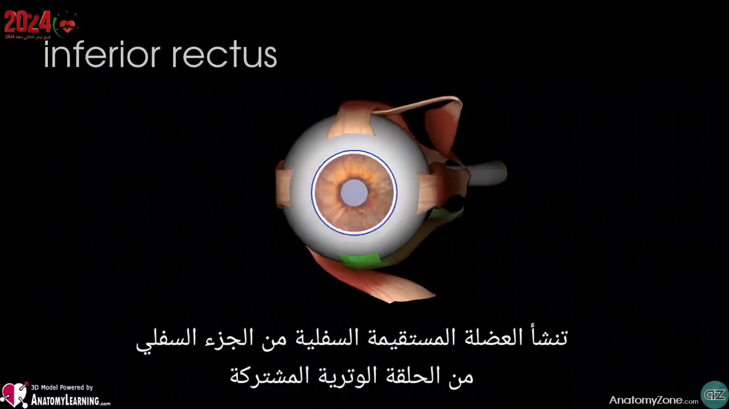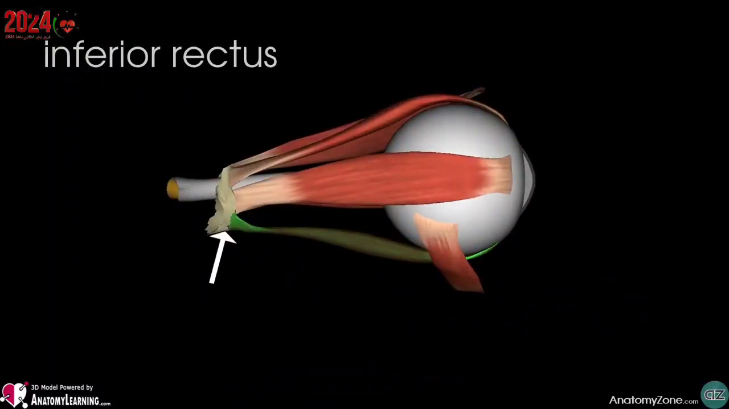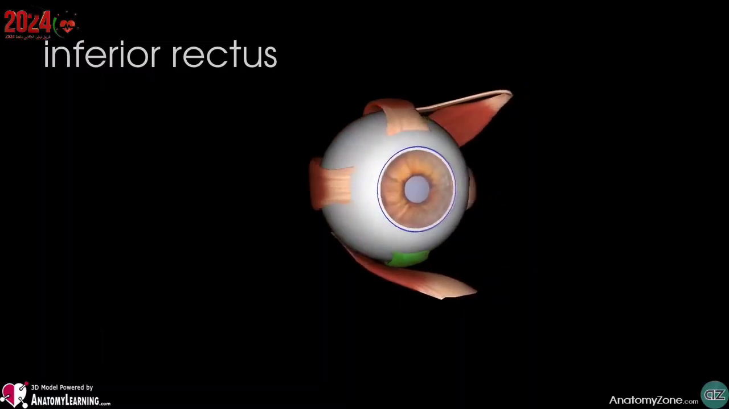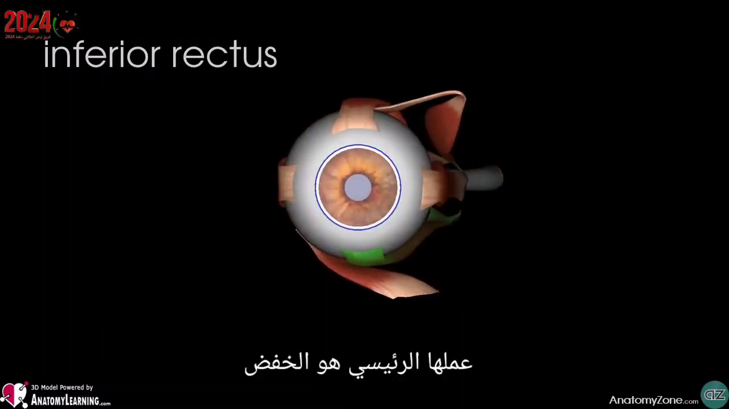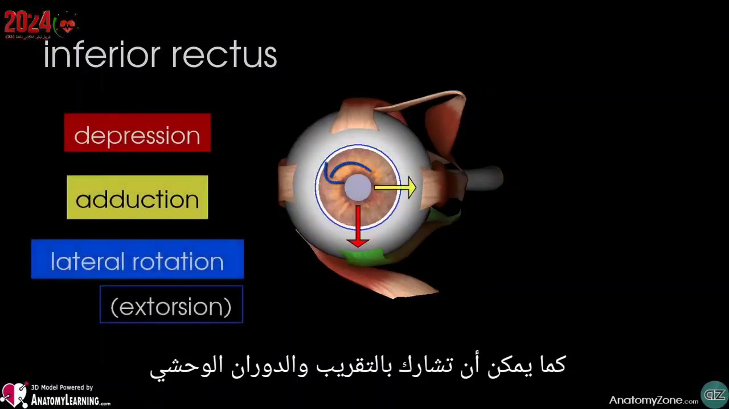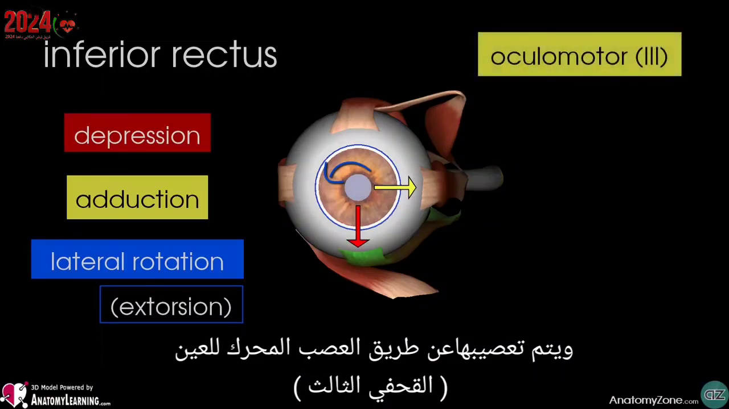The inferior rectus muscle originates from the inferior part of the common tendinous ring and it inserts onto the inferior and anterior aspect of the sclera. Its main movement is depression, but it also contributes to adduction and lateral rotation of the eyeball. It is innervated by the oculomotor nerve, cranial nerve 3.